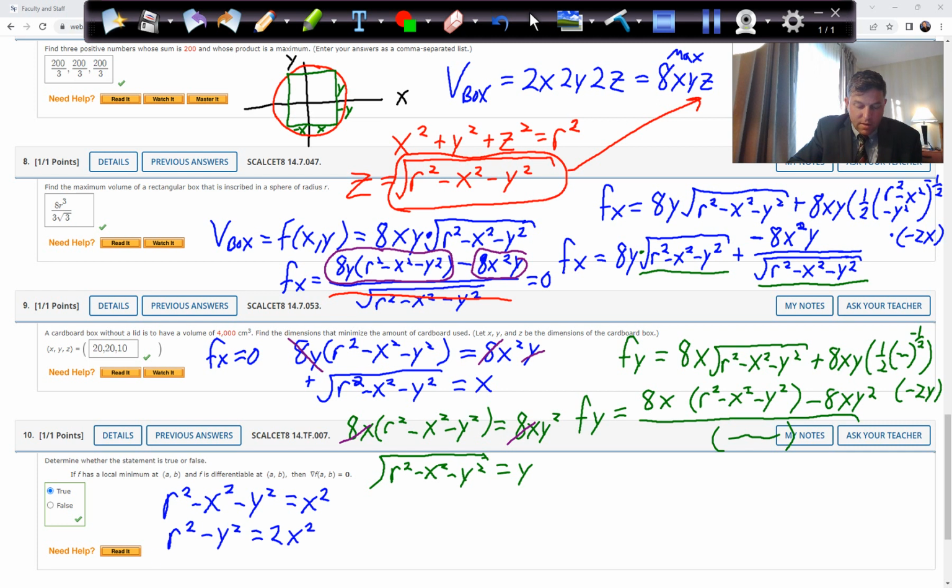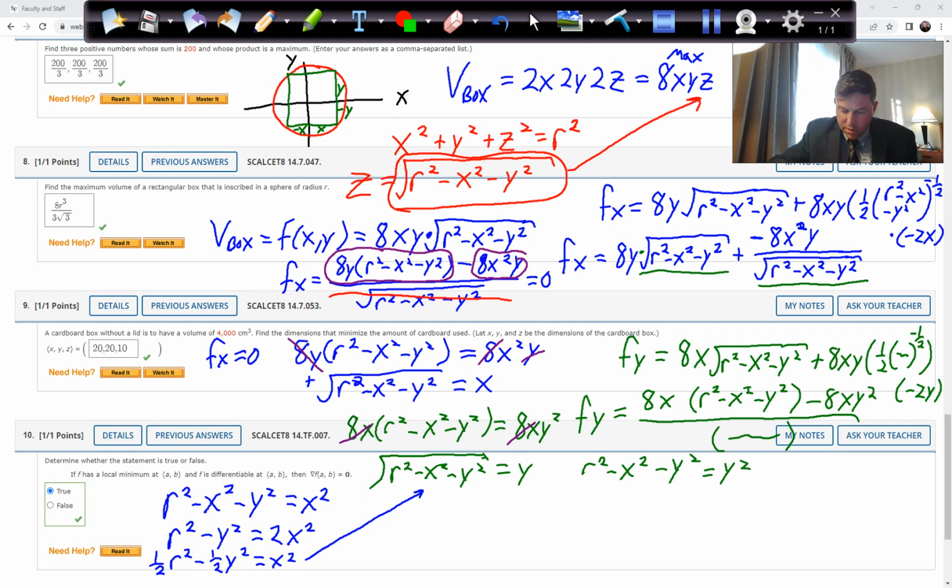And then x squared is going to be 1/2 r squared minus 1/2 y squared. And that is going to go into our y equation. So we're going to get, in green, let's square both sides. We're going to get r squared minus x squared minus y squared equals y squared.